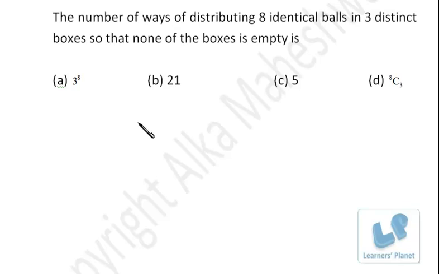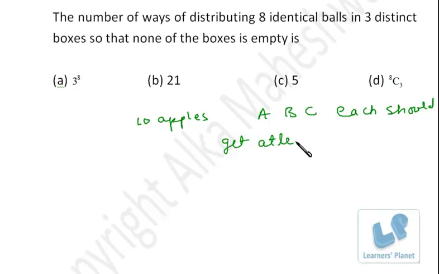I'm just drafting the question. 10 apples, right? And I have 3 persons, that is A, B, C, and I have to distribute the apples among these 3 persons. So each should get at least 1 apple. That means no one is getting 0 apples, right? That means each and every one is getting at least 1 apple, right? So 10 apples to be distributed among 3 persons. Each should get at least 1 apple, right?